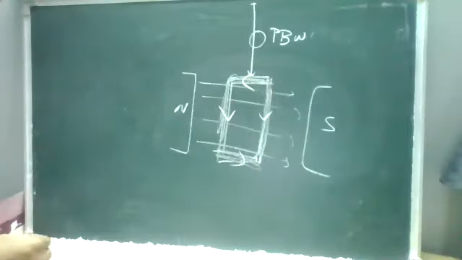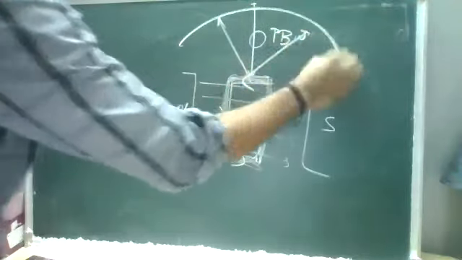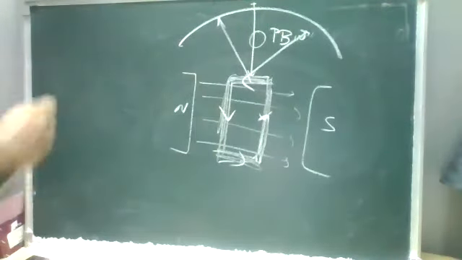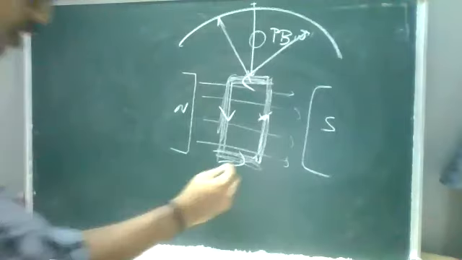Because of the current passing through it, what will happen? It will try to deflect, and the needle will try to deflect in a to and fro motion. There will be some scale. Now it deflects, but it has to return back to its initial condition. For that we are using a spring.